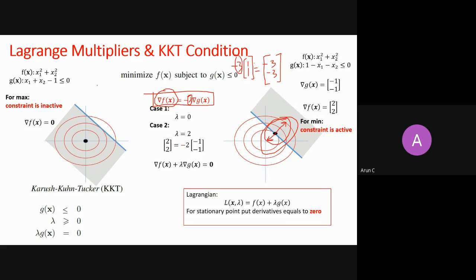So if I am in this case where my constraint is not active, then I say that the gradient of f(x) is 0. In that case, if it is 0, then I put lambda equal to 0, which says that my constraints are not active at all, right? When I put lambda equal to 0, my left hand side and right hand side are equal to 0, and hence it satisfies my first case where lambda equals 0.